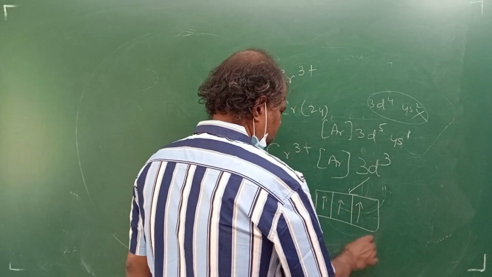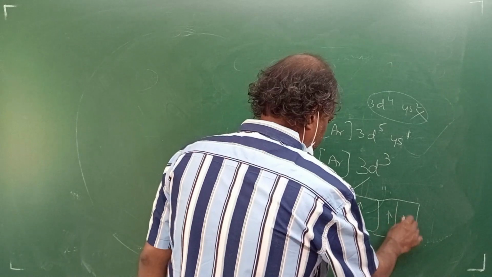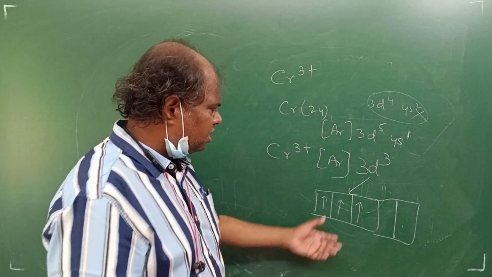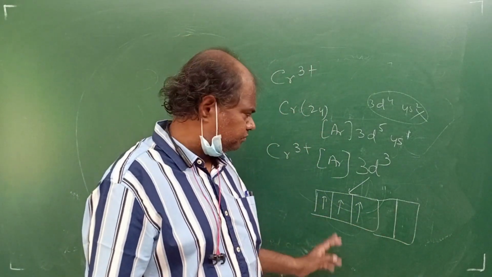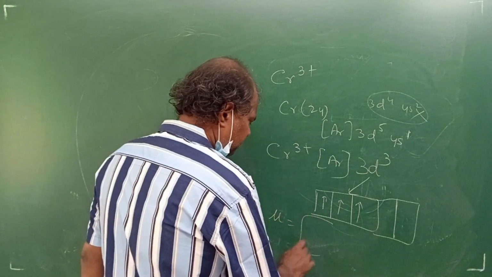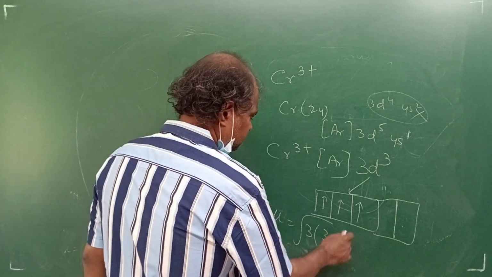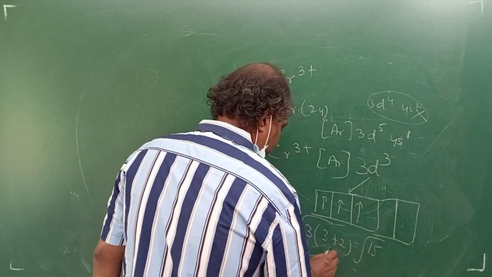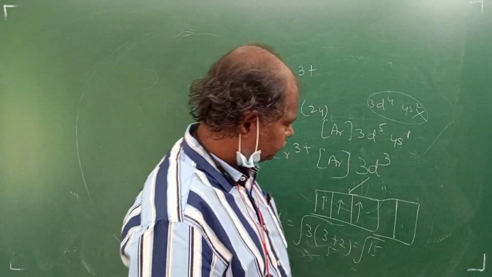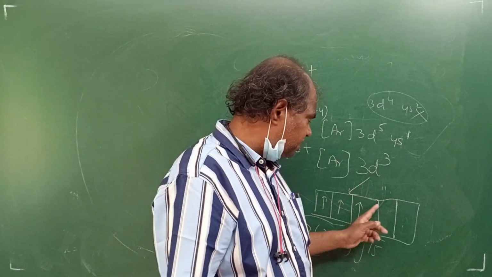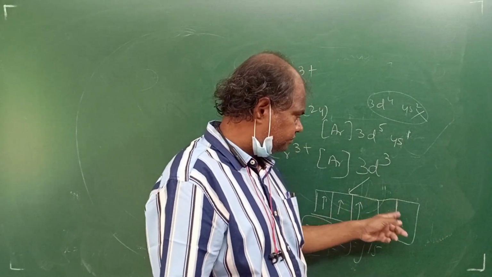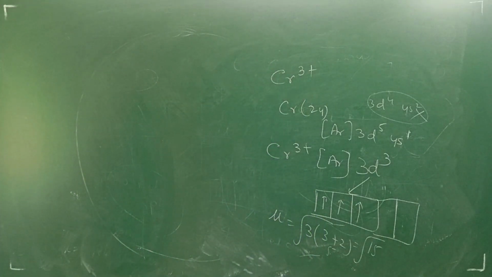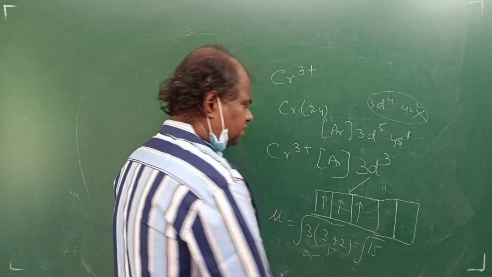3d3 means you draw like this, right? These two will not be there. So how many unpaired electrons now? 3 unpaired electrons. So root of 3 into 3 plus 2, right? You'll get the answer as root of 15. 3 fives are 15, clear? 3d3, nothing here, 3 electrons here. 5 orbitals are there.